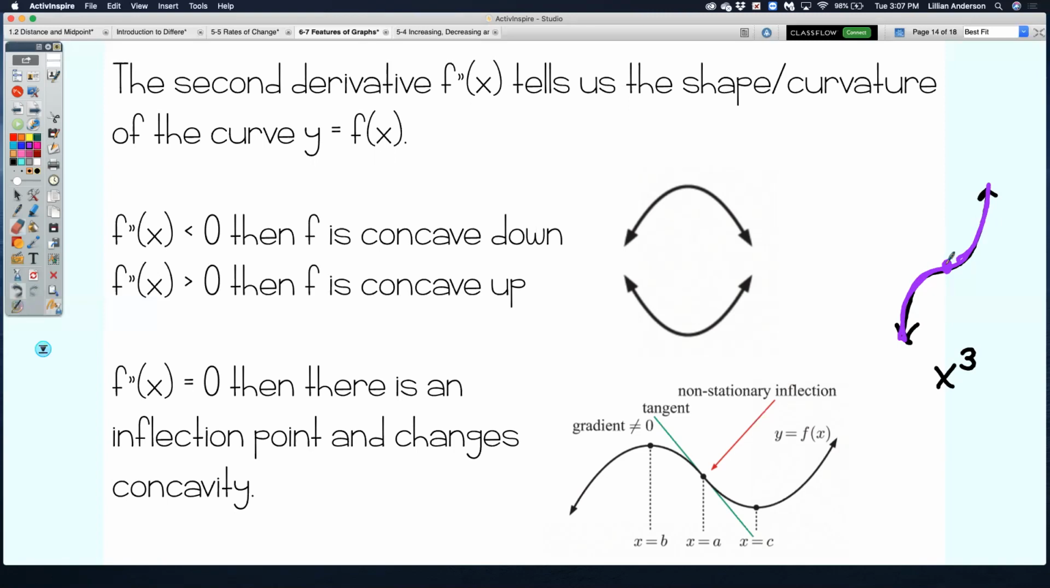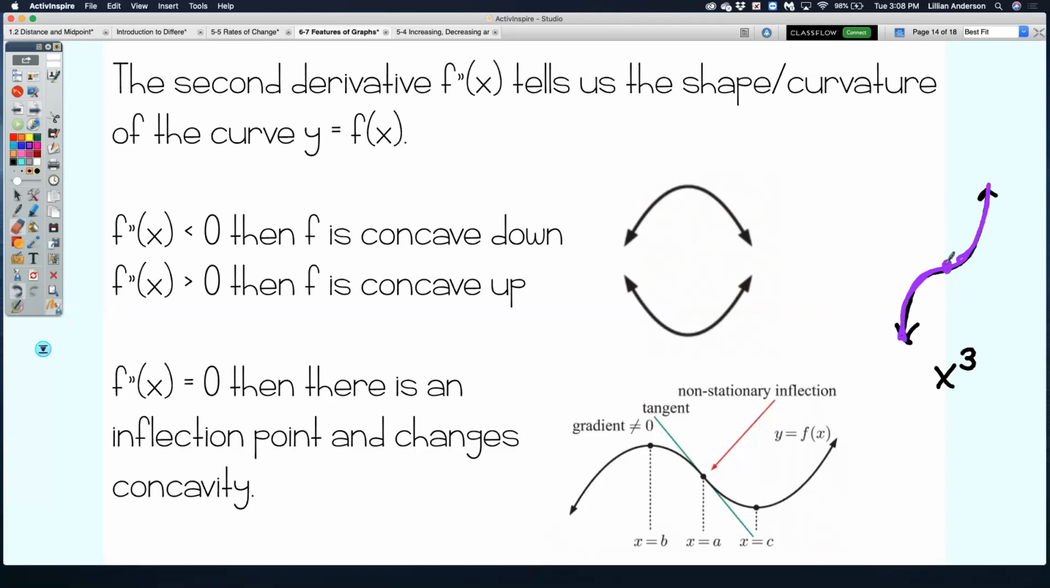In this graph, this is showing a non-stationary inflection point, which is just called an inflection point. This is when the second derivative is equal to 0. It changed from being concave up to concave down or vice versa. But the gradient of the tangent line is not equal to 0. So it's technically something because it's changing, but it's not flattening out. These are true inflection points.